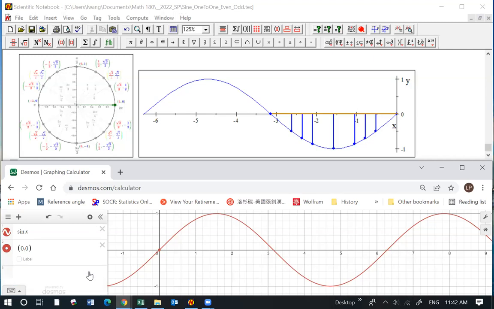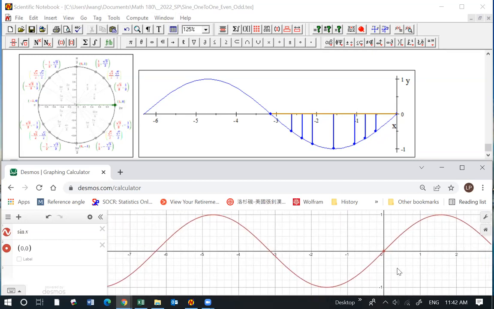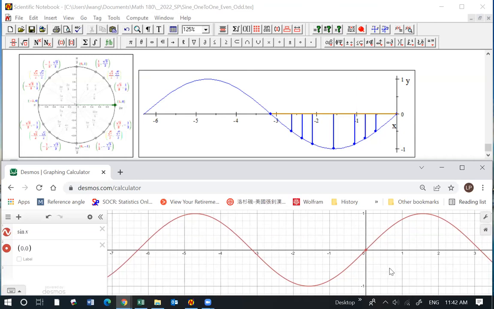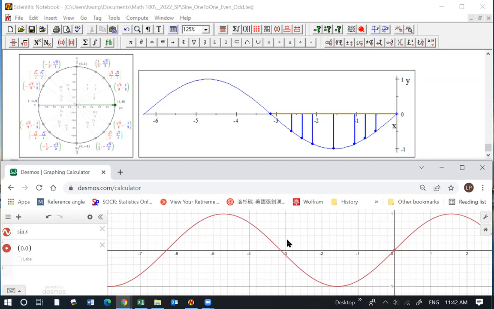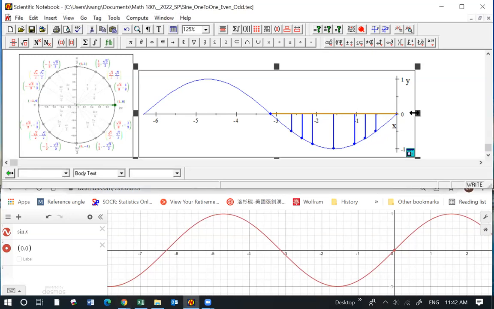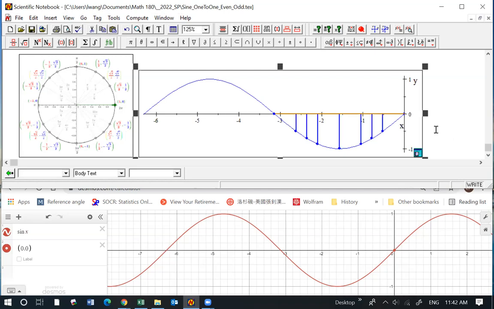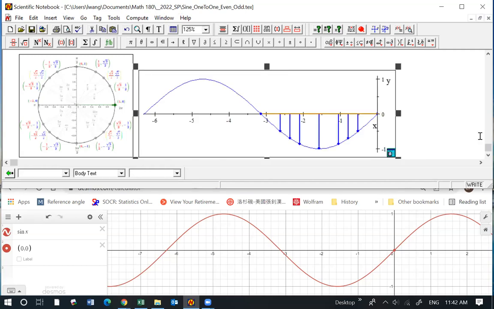However, I wish you guys get used to how to work with the negative angles. The negative angles are measured by clockwise measurement. It's still within the definition. So clockwise measurement. Okay, so let's try that.